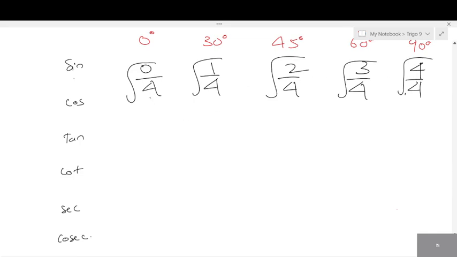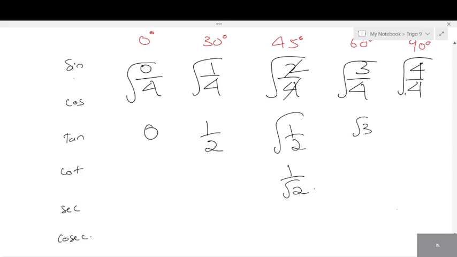What is 0 divided by 4? 0. 0 divided by anything is 0. What is 1 divided by 4, students? Square root of 1 by 4 is 1 by 2. What about this one? 2 by 4, the 2 gets cancelled, right? What do you get? Square root of 1 by 2. You can write 1 by root 2. Right?